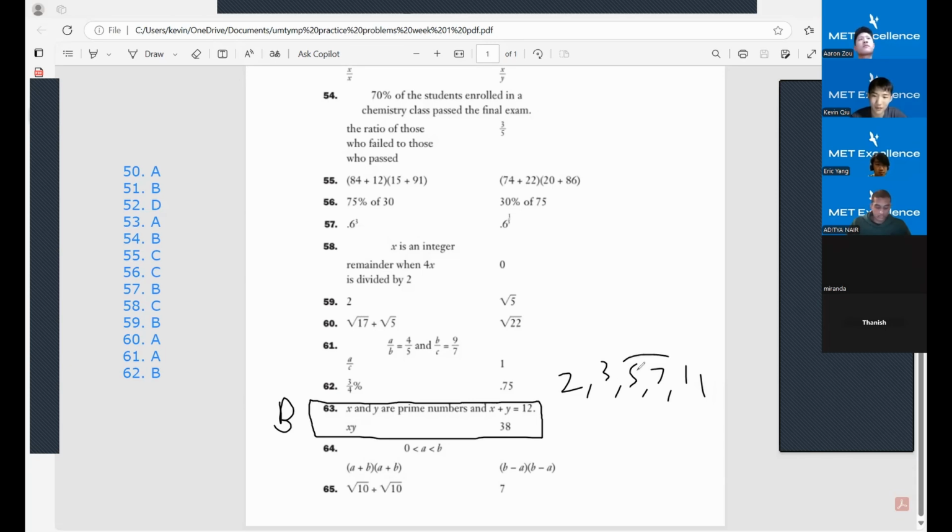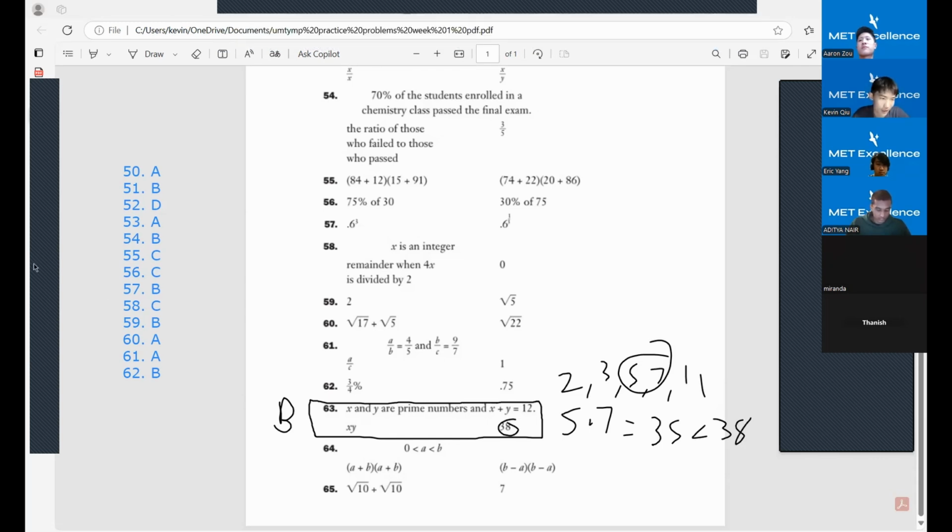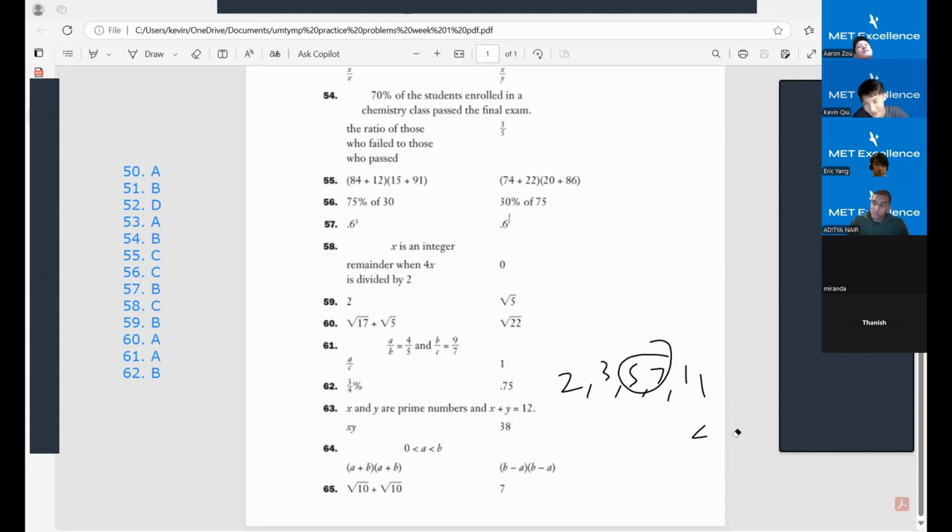And we see that only 5 and 7 can add to 12. So 5 times 7 equals 35, which is less than 38, which means that the second quantity is larger, and so it is correct. Also, even if you remove the prime number condition, the answer is still going to be B because the greatest that xy could be would be 36. So just an interesting fact.